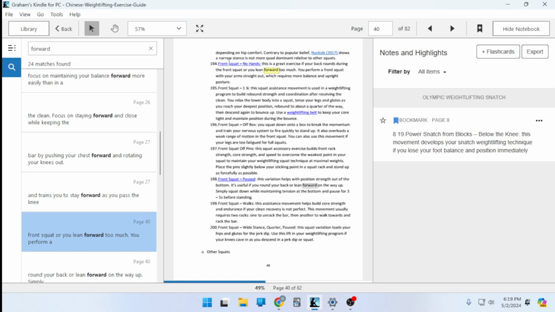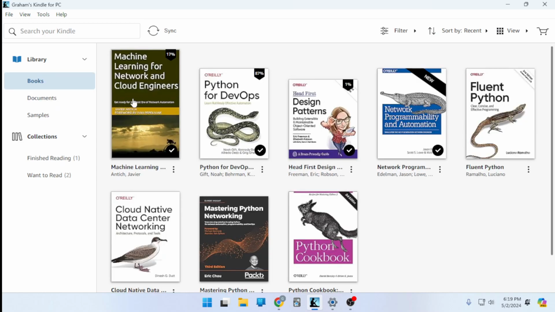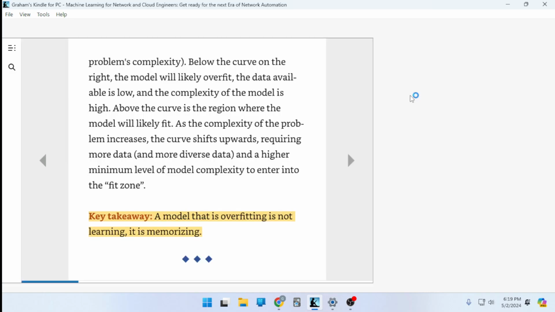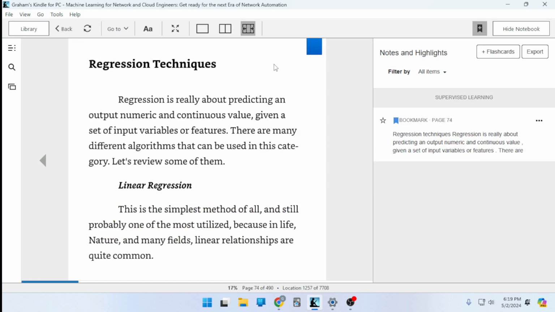So we're going to move into a pretty mathematically dense section. This will be about regression techniques. Regression is really about predicting an output numeric and continuous value given a set of input variables or features. There are many different algorithms that can be used in this category. Let's review some of them.